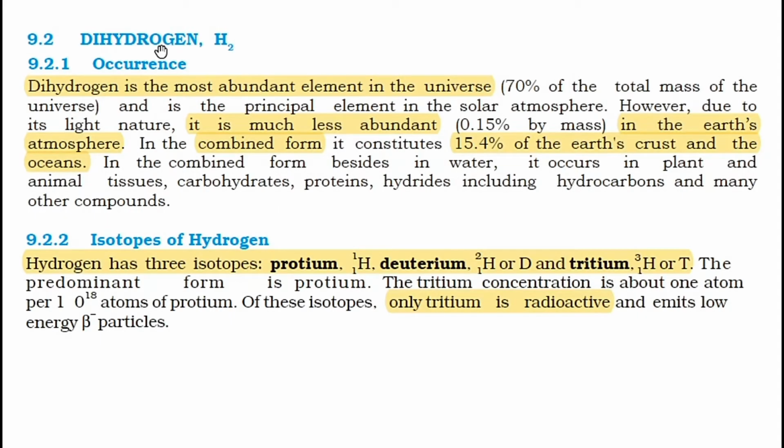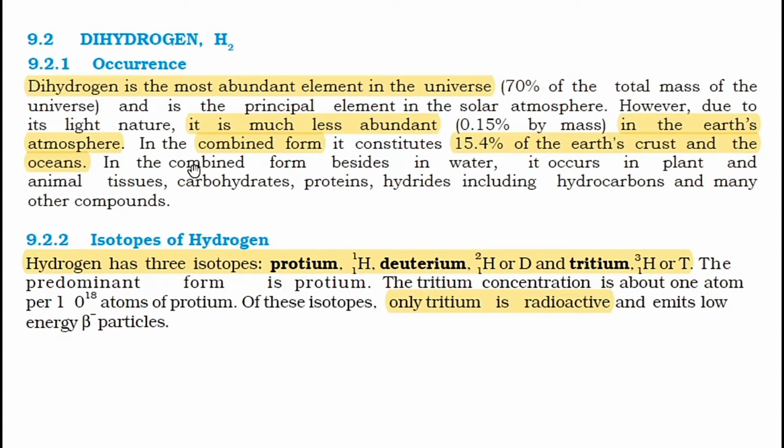So now let's talk about dihydrogen, that is H2. Occurrence. Dihydrogen is the most abundant element in the universe, 70% of the total mass of the universe, and is the principal element in the solar atmosphere. However, due to its light nature, it is much less abundant, that is just about 0.15% by mass in the Earth's atmosphere. In the combined form, it constitutes 15.4% of the Earth's crust and the oceans.